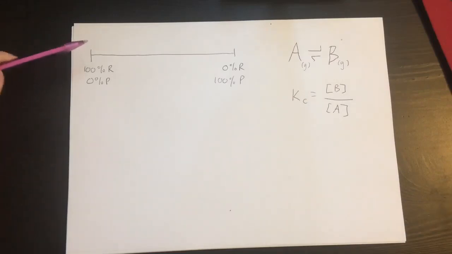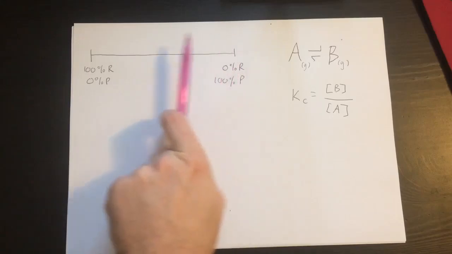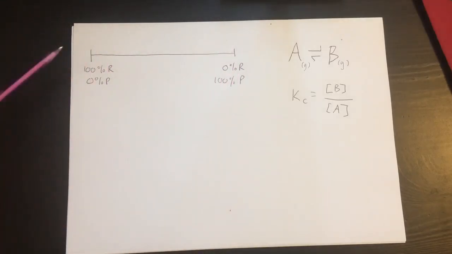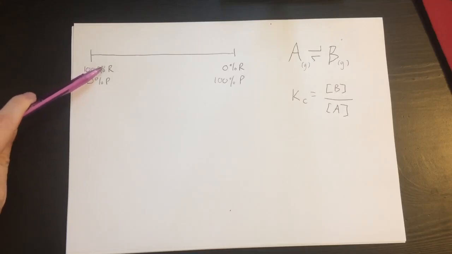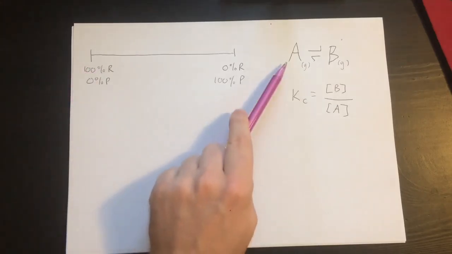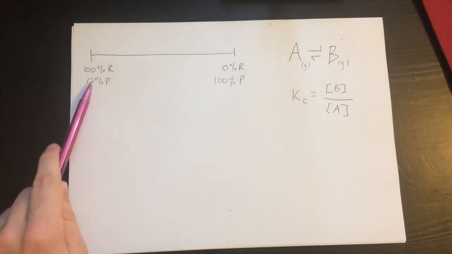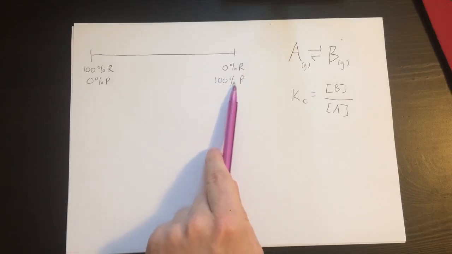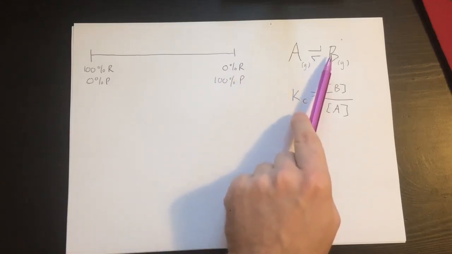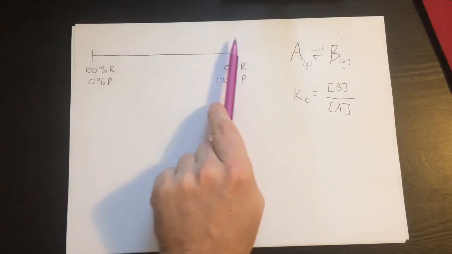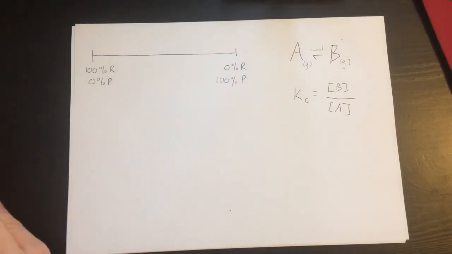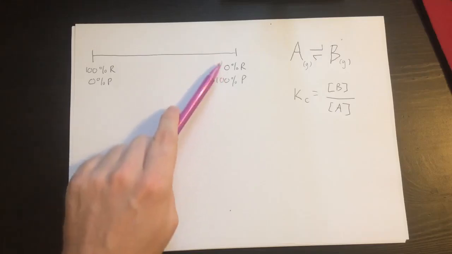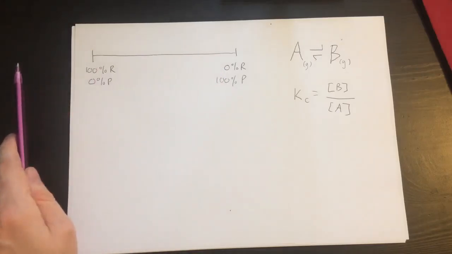I've also set up on the left here a little sliding scale, and on the left hand side of this scale we have 100% reactants, so 100% A in my example, and no products. And then that slides all the way across to no reactants and 100% products. So that would be all B. Now, what this sliding scale shows is the position of equilibrium. The position of equilibrium will tell you at equilibrium what is your relative ratio of reactants to products.